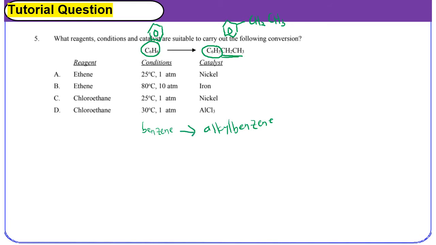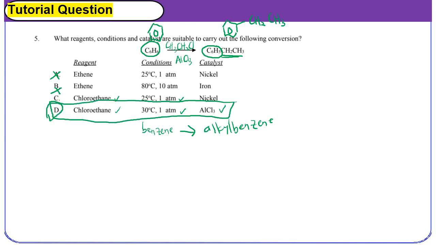If we want to produce alkylbenzene, we are going to use chloroethane, which is a haloalkane. For the condition, we didn't specify, so any condition is okay. And then the catalyst, as we always write down, is AlCl3. So the correct answer for question number 5 is D.